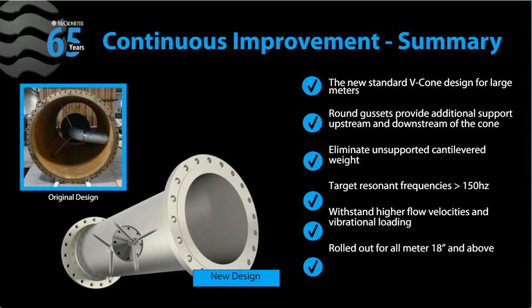The summary on the new design is that this is for large meters, as we mentioned, 18-inch and larger. The round gussets, instead of plate gussets, provide additional support upstream and downstream of the cone. They eliminate unsupported cantilevered weight, and they target resonant frequencies over 150 hertz, and of course withstand higher flow velocities and vibrational loading. So if there's any additional stress because of this higher flow, we've got a beefier design that'll handle it. As mentioned, this was rolled out for all 18-inch meters and above as a standard.